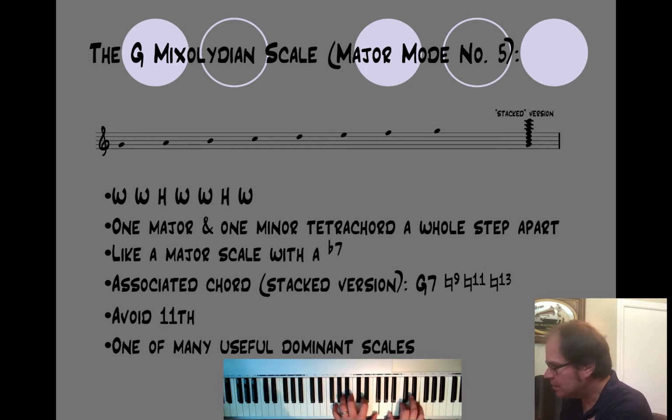Sounds like that. Has an avoid tone in it. There it is right there. It's the 11th. Kind of like the major scale, right? It has the 11th as well as an avoid tone. Doesn't sound quite as bad, though, for some reason. Maybe because it's a dominant chord.